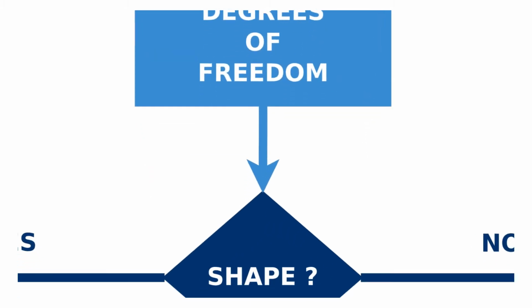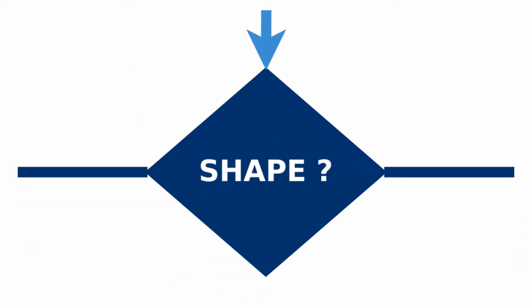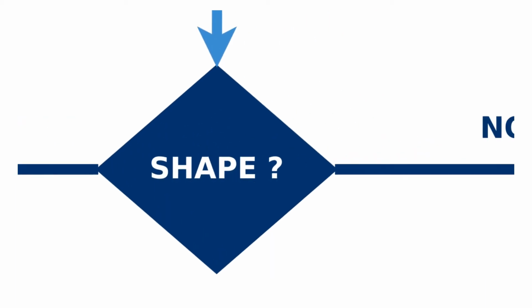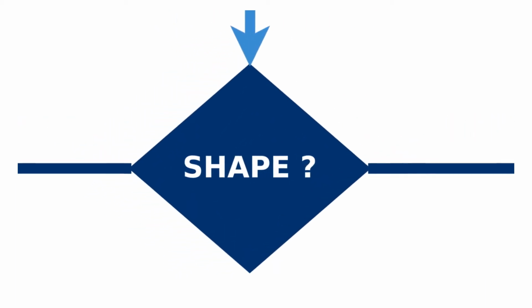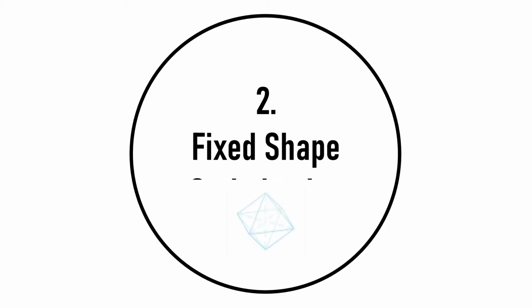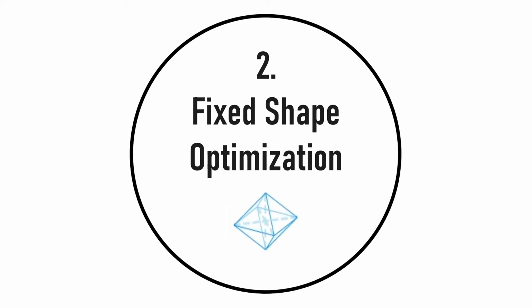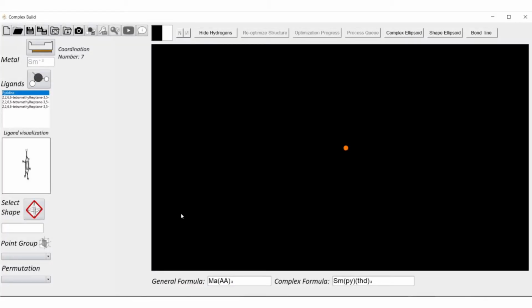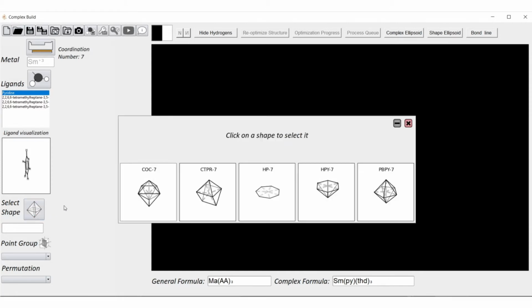Now, we have a choice on how to attach the various ligands to the metal center. That is, do we want to predefine a shape for the complex or not? Let us first assume that we want to predefine the shape. In that case, we now have a number of shapes to choose from. For this samarium complex, we will choose the capped octahedron shape of code COC7.